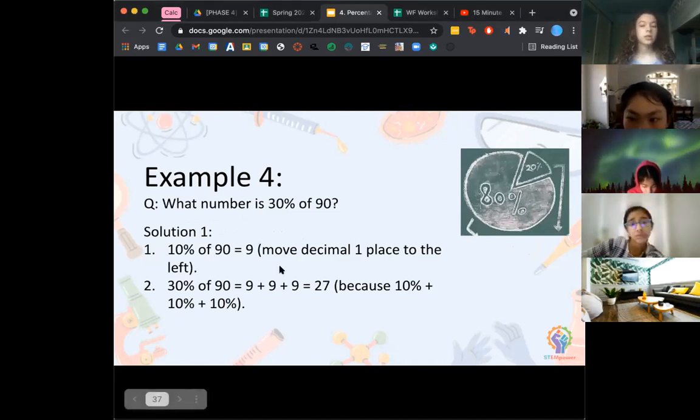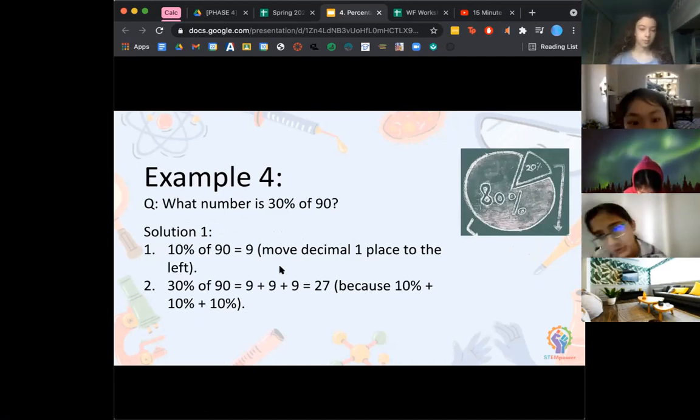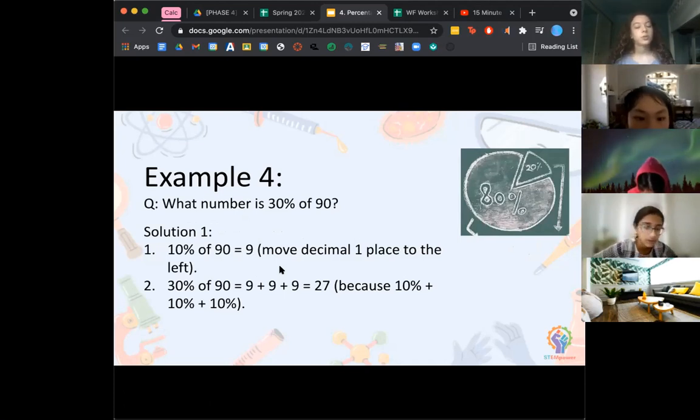So what number is 30% of 90? This one, you can solve in the same way we did the what is blank percent of blank form. Since 30 is divisible by 5, you can say there's 3 10%s in 30. And then you find 10% of 90, which is 9. Move the decimal 1 place to the left. And then you multiply that by 3, or add 9 plus 9 plus 9 is 27. So 30% of 90 is 27. Does everyone understand this method? If you have any questions, let me know.